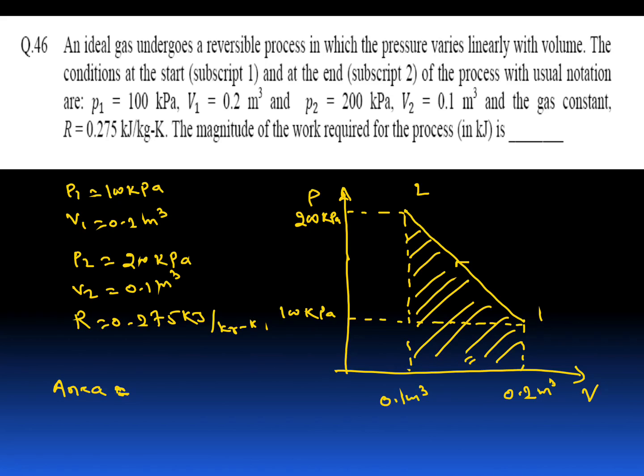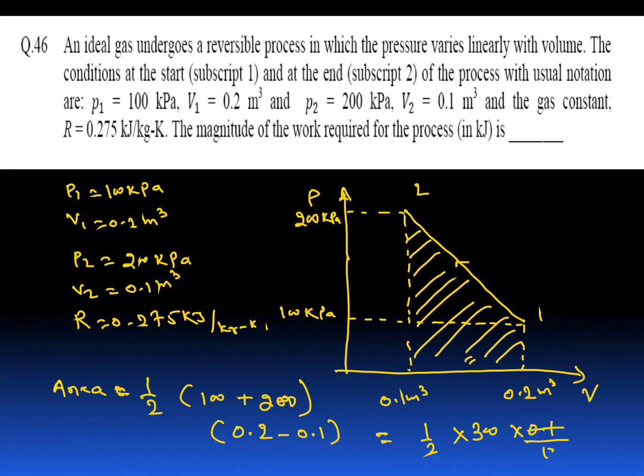Half into 200 minus 100 is 100. Then 100 plus 200 into height, which is 0.2 minus 0.1, you will get half into 300 into 0.1. 0.1 you can write as 1 by 10. So 15 kilojoule. This is your answer.